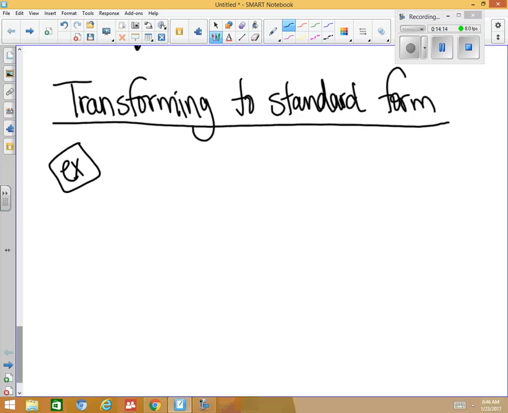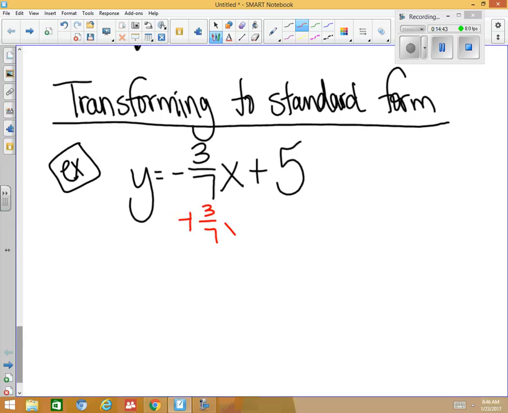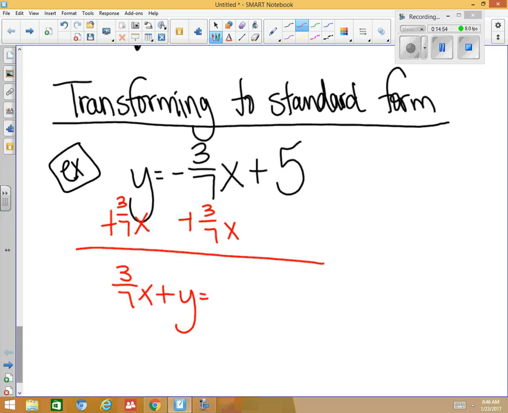Okay. Quit laughing. y equals negative 3 over 7x plus 5. Now remember, I cannot have a fraction in standard form. It has to be ax plus by equals c. So that means x and y have to be on the same side, right? Well, that's easy. Add 3 over 7x on both sides. Okay? 3 over 7x plus 1y equals 5.